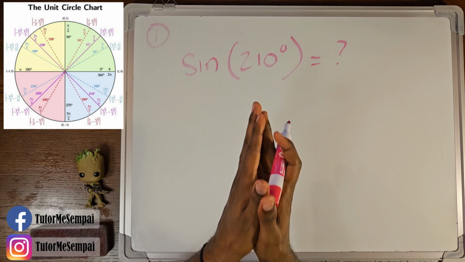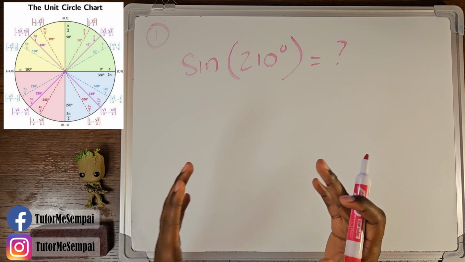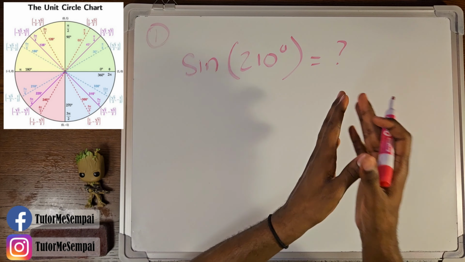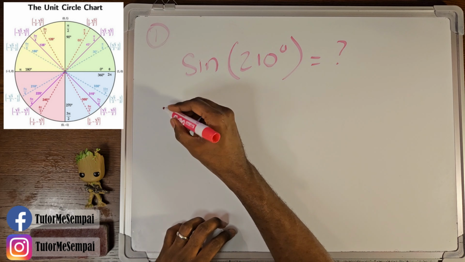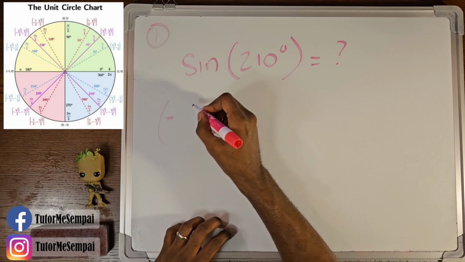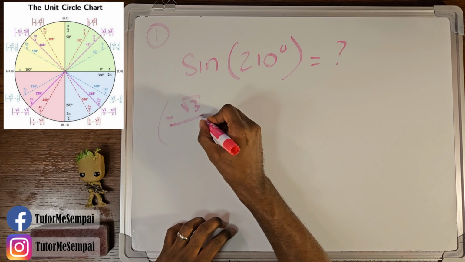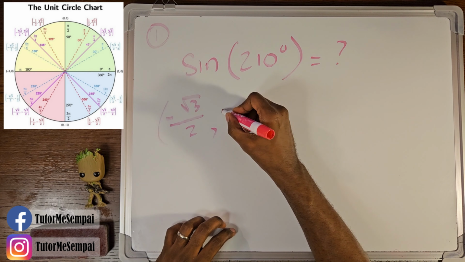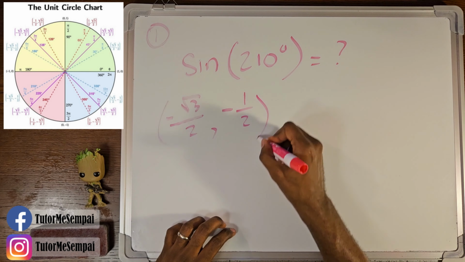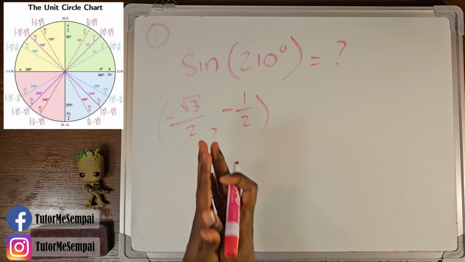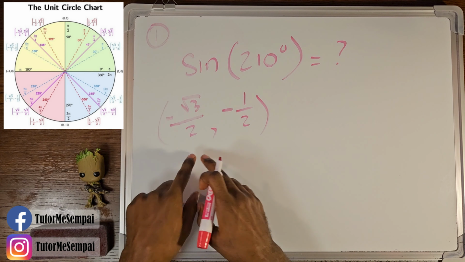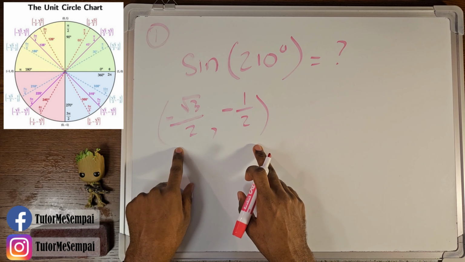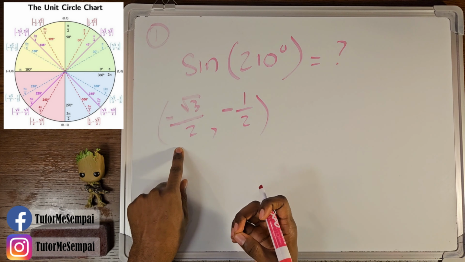So 210 degrees. If we look at the unit circle, what is the value point that is on that same exact line? Well, the point is going to be negative square root of 3 over 2, comma, negative 1/2. So that's the entire point. But sine is not going to be this entire point. Remember what we talked about.